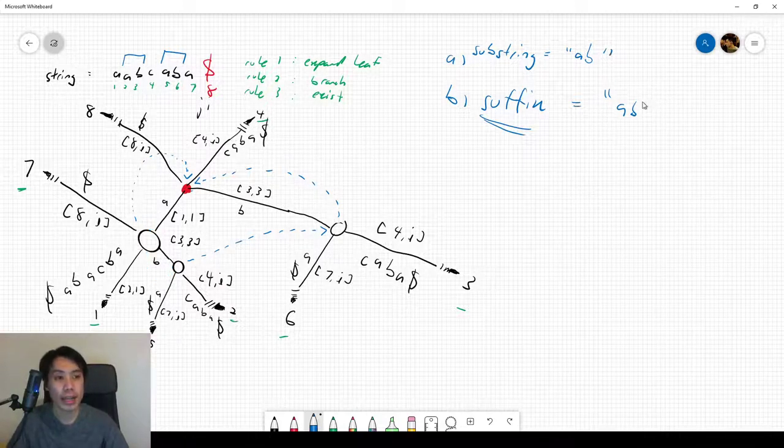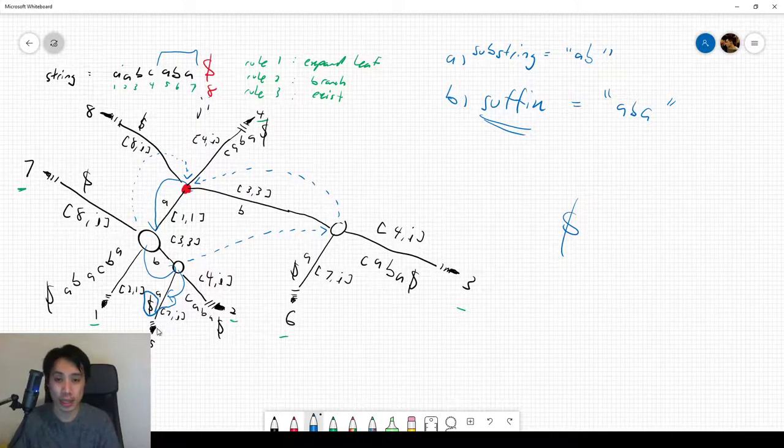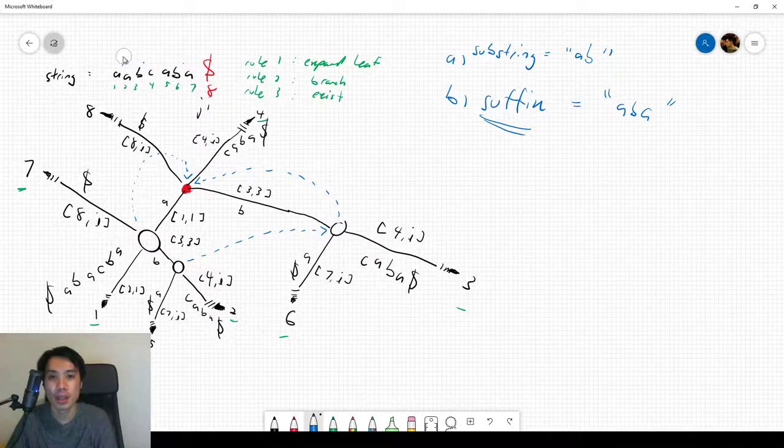Let's try ABA as a suffix. As you will see here, A, B, A. I have a path of ABA. After I've traversed my path, I need to ensure the next alphabet is a terminal, which it is, which means it is a suffix. That's all. It is very simple and really useful. So I've finished A and B.